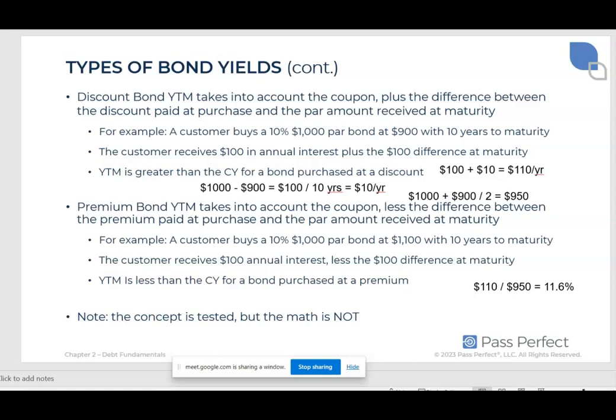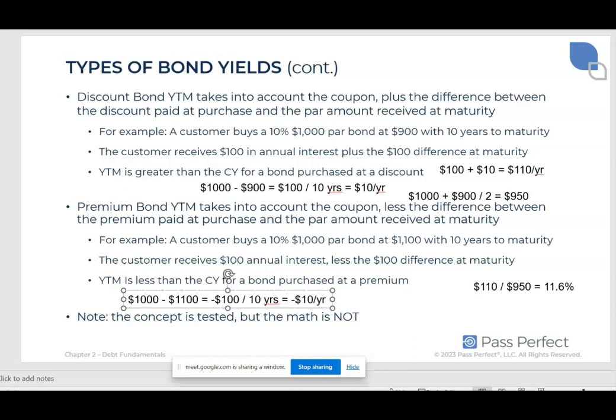So if we take the amount that they receive, $1,000, and subtract out the $1,100 they paid for it, well, that's going to be a minus $100. So basically, they're going to lose $100 over the course of 10 years' time. Therefore, this bond will depreciate in value, or amortize in value, at the rate of minus $10 per year.